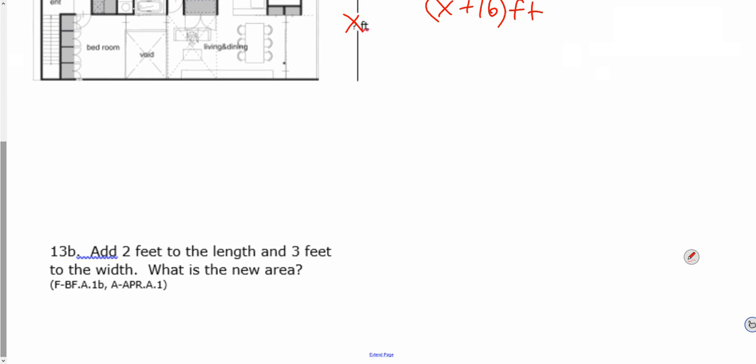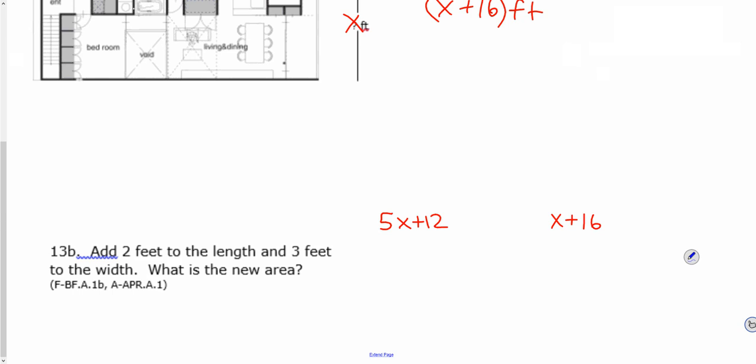It says add 2 feet to the length and 3 feet to the width. What is the new area? So I know that one of the sides, let's see if I can remember it, one of the sides is 5x plus 12. The other side is x plus 16.